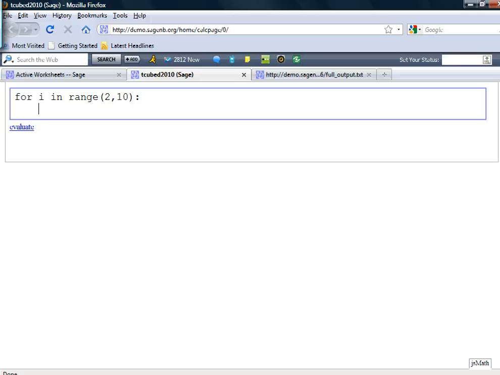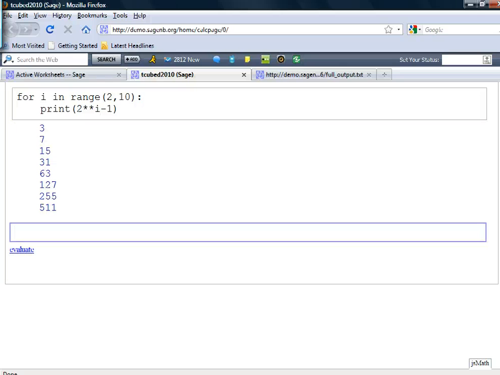All right, so what am I going to do? I'm going to print 2 to the i minus 1. Oops, I meant i. What happened there? So what does range 2 to 10 do? It counts from 2 to 10 as integers. I don't think it actually does 10, it does one less. So it's going to plug in i as 2, 3, 4, 5, 6, 7, 8, 9. So there should be 9 outputs. And if you just do Shift Enter, there you go.